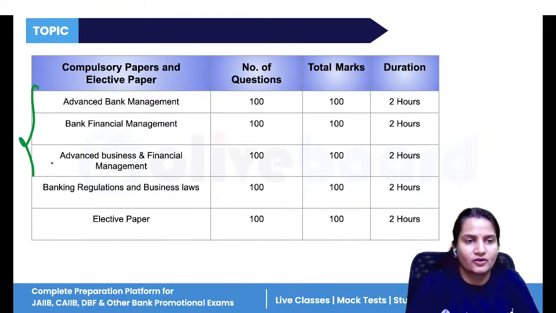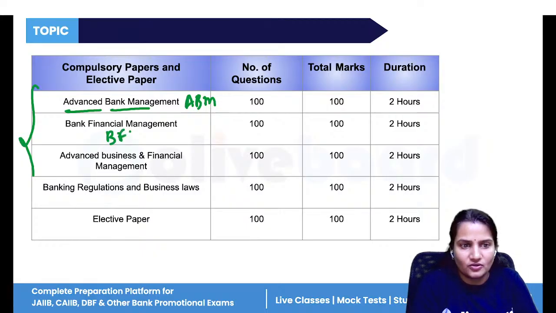So these are all your compulsory and your elective papers. First is Advanced Bank Management, in short ABM. Bank Financial Management, in short BFM. Advanced Business and Financial Management, in short ABFM. Banking Regulation and Business Law, BRBL.